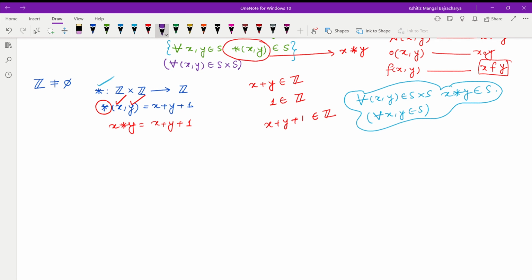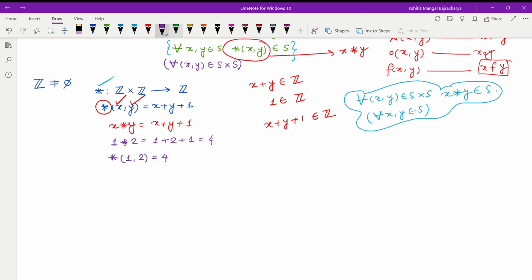Alright, so this is a binary operation. Very good. And if we want to take an example, let's see, 1 star 2. Then x equal to 1, y equal to 2, so 1 plus 2 plus 1, which is equal to 4. Basically this means if we take 1, 2 as an input, we're going to get 4 as an output. Alright, this is it.